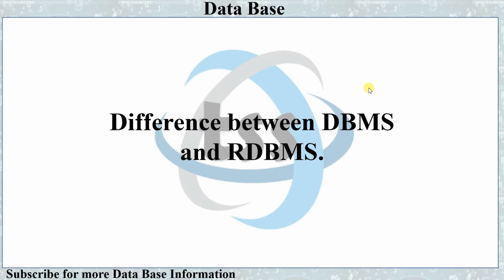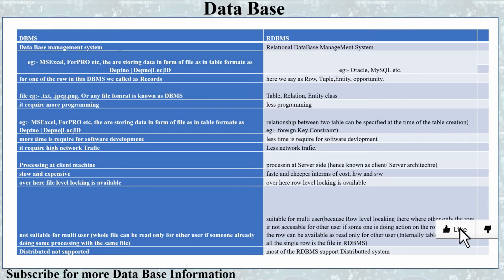Okay. So what do you mean by DBMS and RDBMS? DBMS is nothing but a database management system, and RDBMS is nothing but a relational database management system. An example of DBMS is MS Excel, FoxPro, etc. They store data in the form of files, in table format, such as department number, location, ID.